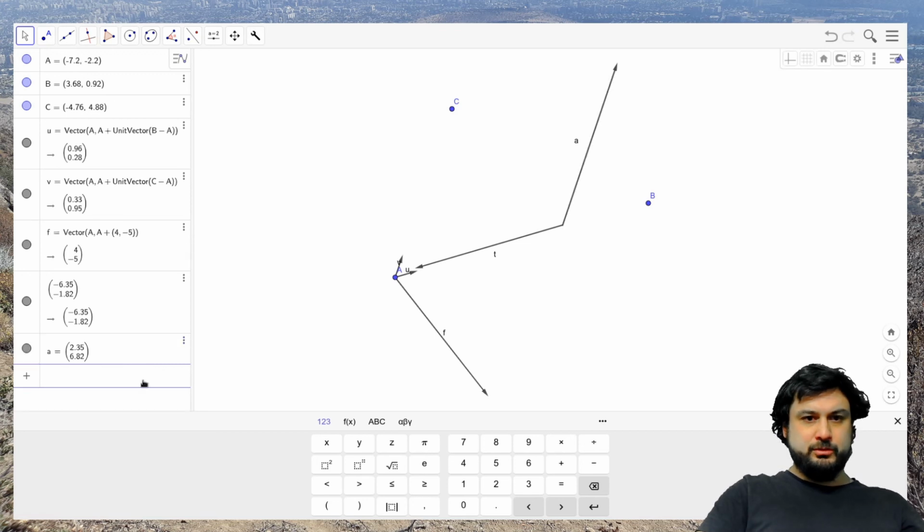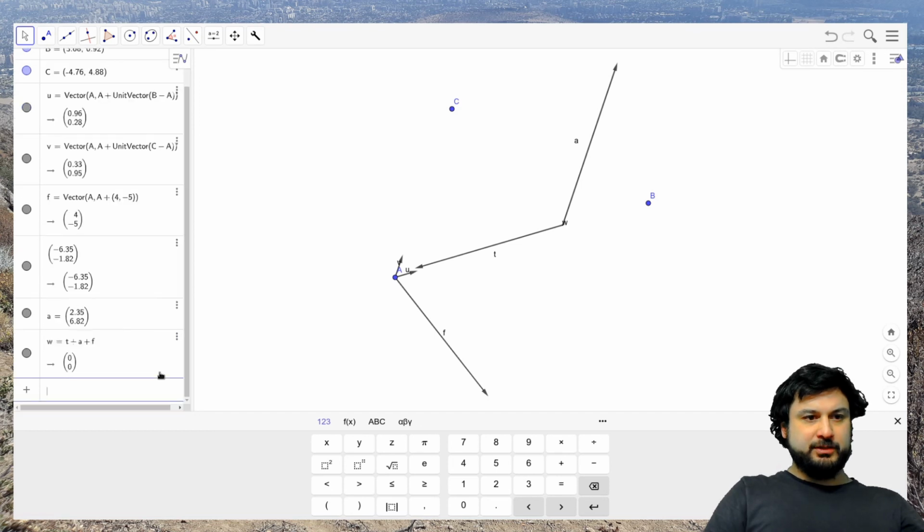Okay, so if this all worked, then T plus A plus F should give us 0, and that's exactly what we have. So with this tool in mind, the next video I'm going to do is how to use this tool to quickly solve truss problems in statics. Until next time.